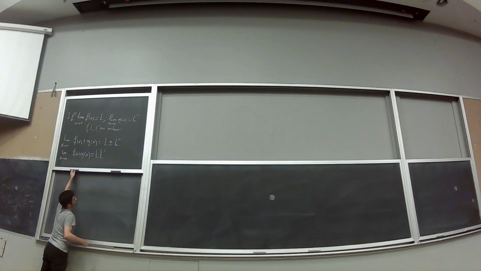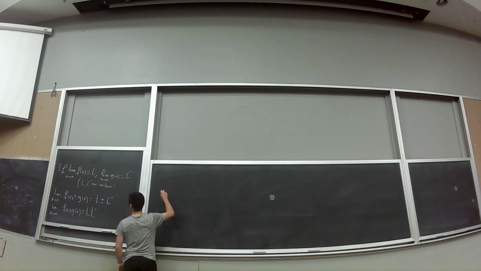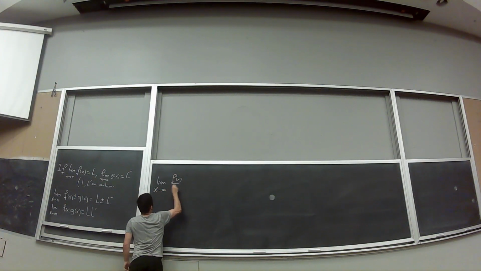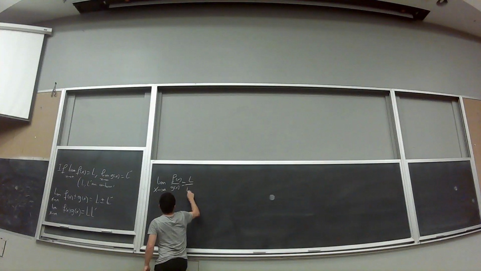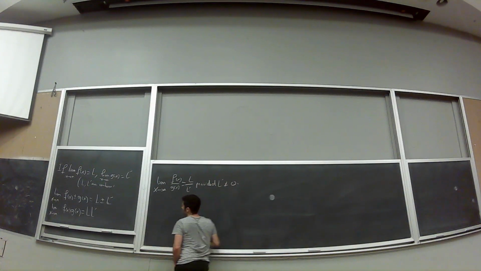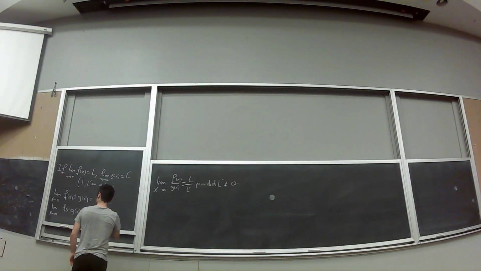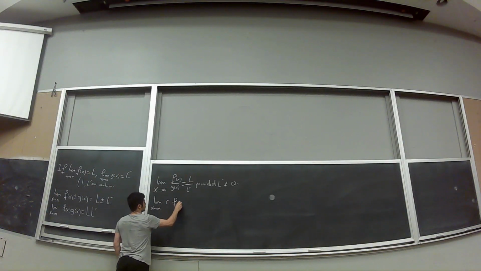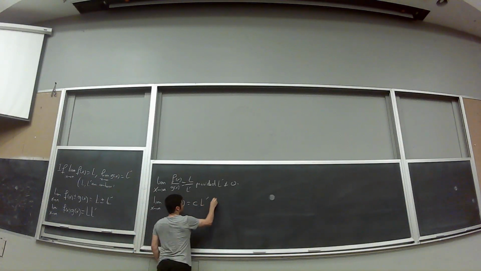Let's hope this one stays this time. Nope. Okay. Let me try this one. Nope. Okay, great. And the limit of f of x over g of x is L over L prime, provided what? L prime is non-zero. Awesome. And then what do I have as well? Yeah. If g is a constant, then the limit is equal to c L prime. C is a constant.